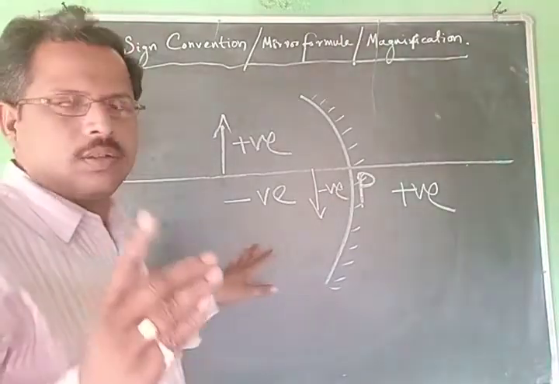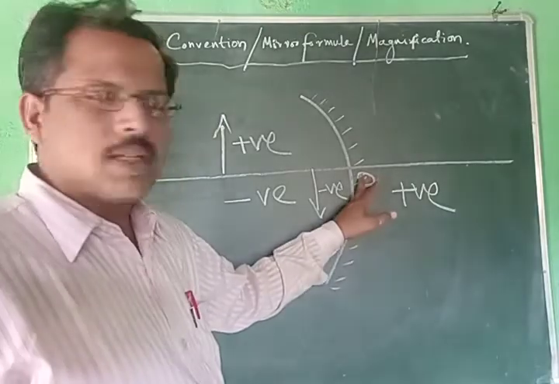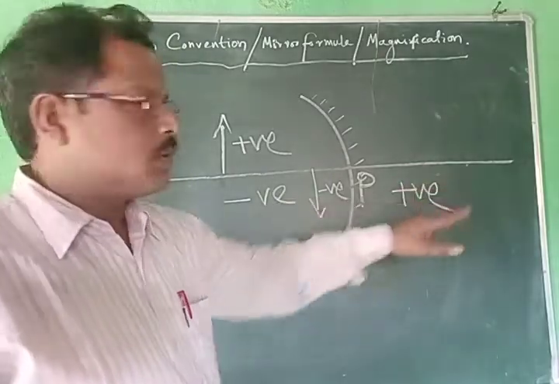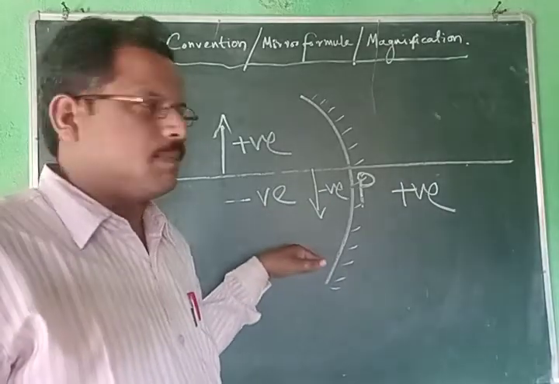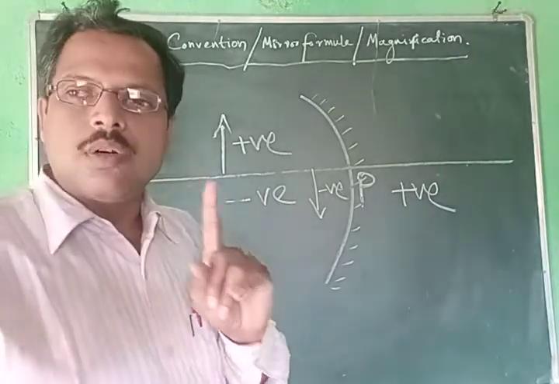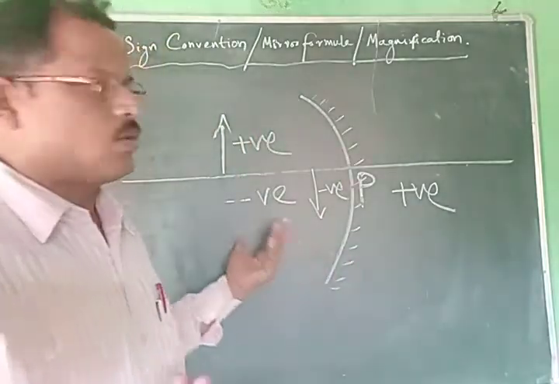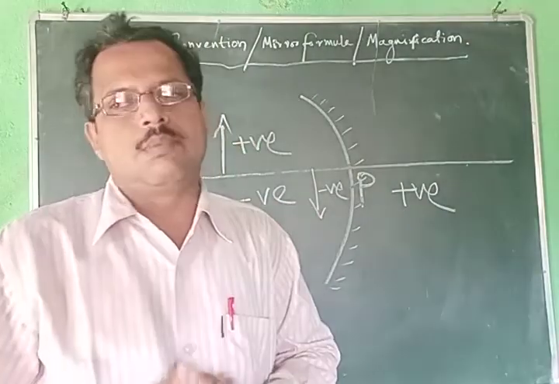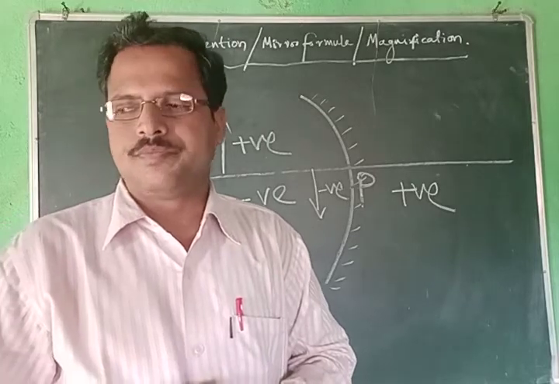So finally, measurements are done from the pole, taking the pole as the origin: towards the left side negative, towards the right side positive, upward from the principal axis positive, downward from the principal axis negative. And for convex, as you know, the image is basically formed on the back side of the mirror, so the distance is always positive.